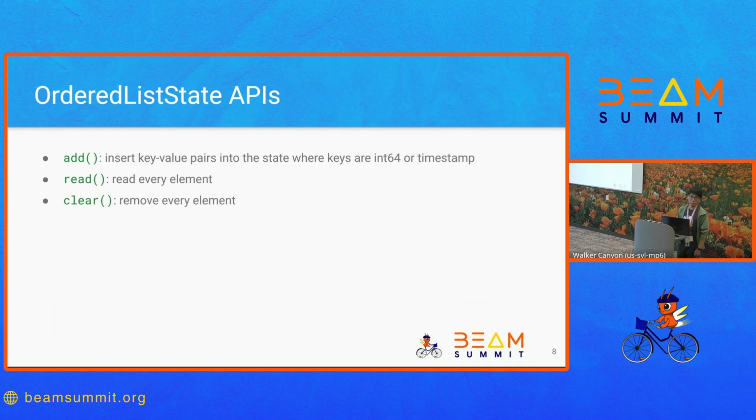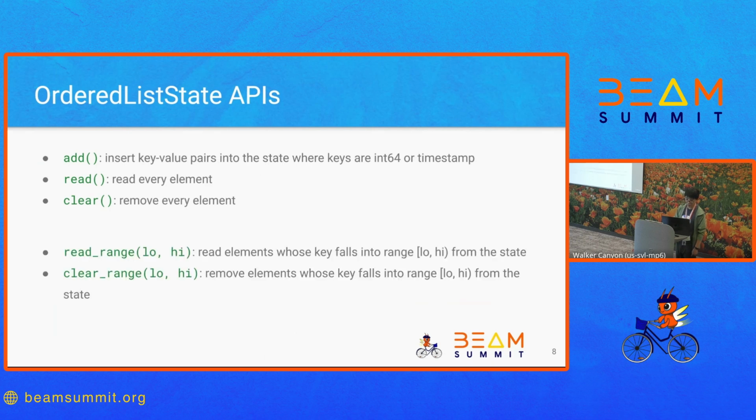The read API reads the current state. It may or may not retrieve the items from the runner based on whether the value is already cached. The clear API removes everything from the state, making it empty. Besides these three APIs, order list state also has its own APIs, the read range and clear range.